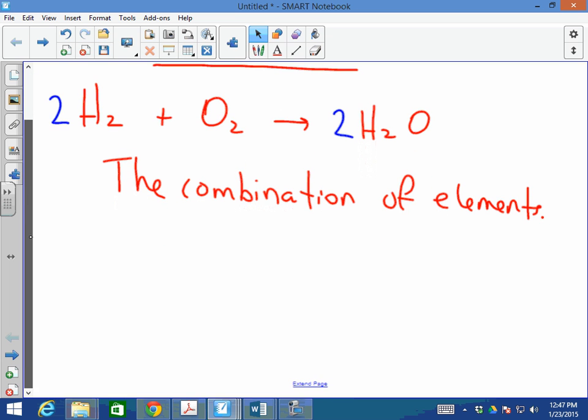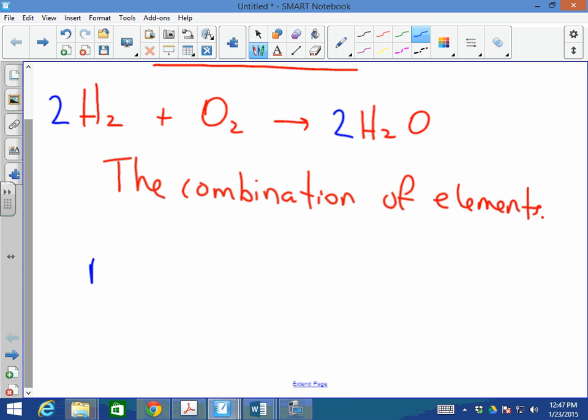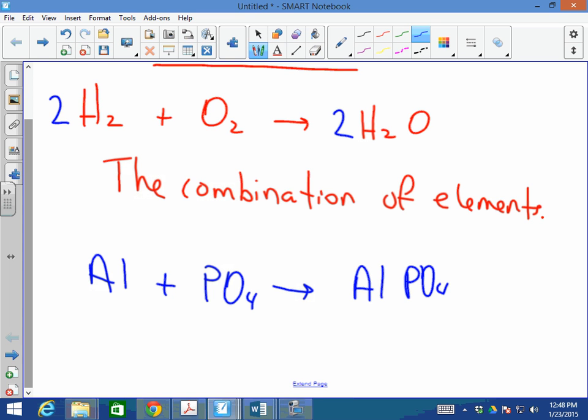We can go ahead and continue with more examples. Let's go with aluminum plus phosphate. We get a combination of Al, PO4. Let's be careful with the charges because phosphate has a charge of 3. So does aluminum. So those charges just go away.